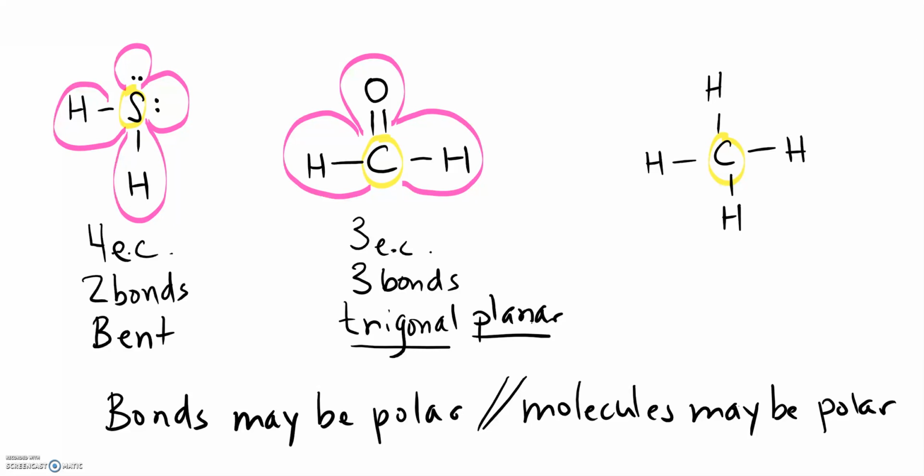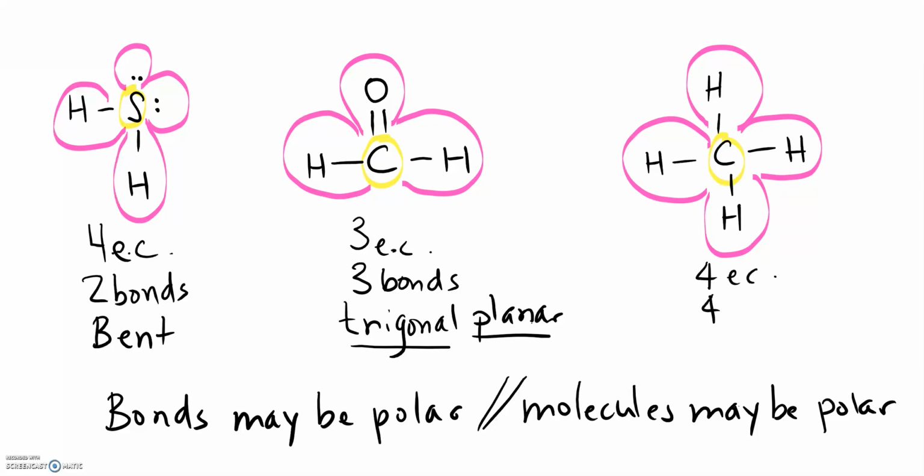And then we'll look at our final molecule, methane. The carbon is the central atom. We've got 1, 2, 3, 4 electron clouds on it. All 4 of those are bonds, and this is a tetrahedral shape.